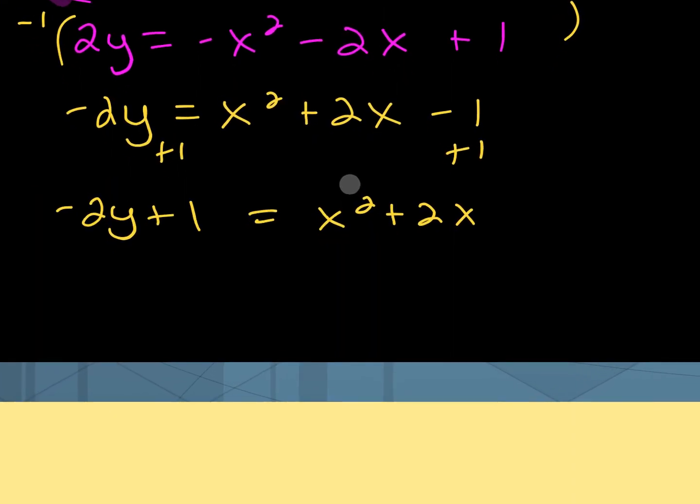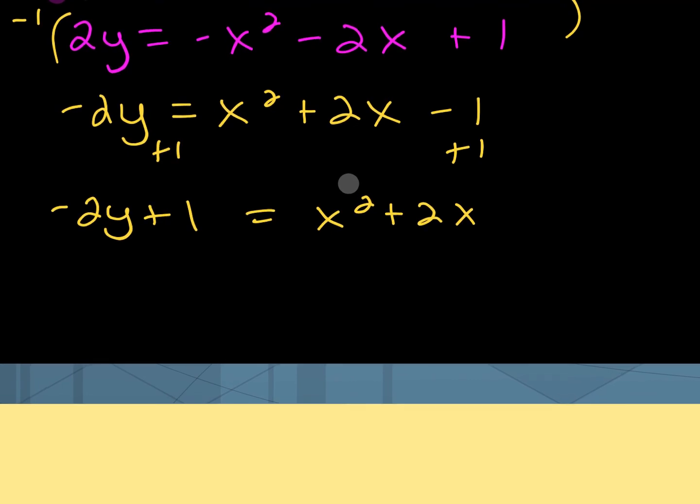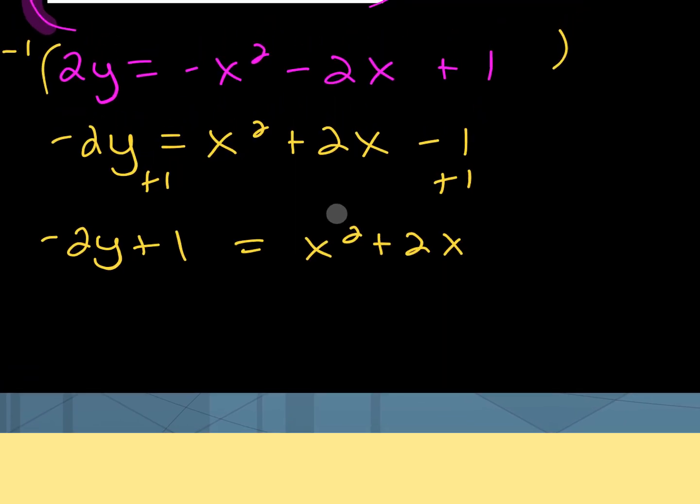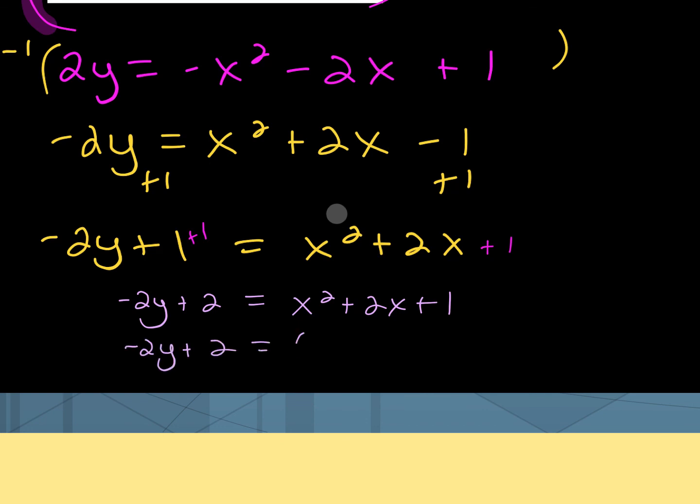Now I'm going to complete this square. So divide 2 by 2. I get 1. Square it, I get 1. So I want to add a 1 here and here. And I get negative 2y plus 2 equals x squared plus 2x plus 1. Factor that right side. And I get x plus 1 squared.